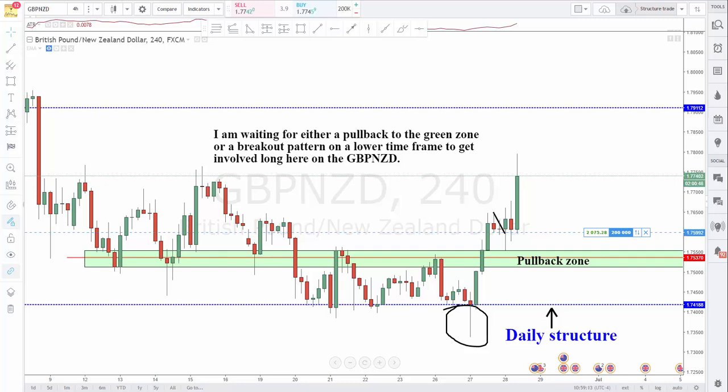So back to the analysis here on the Pound New Zealand. For this trade, it started off on a daily chart, as most of my trades do.